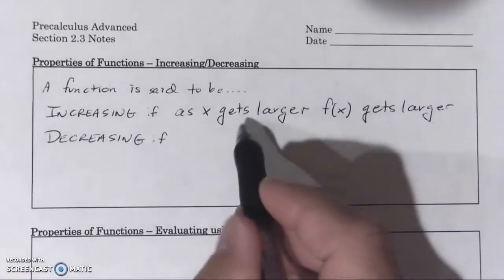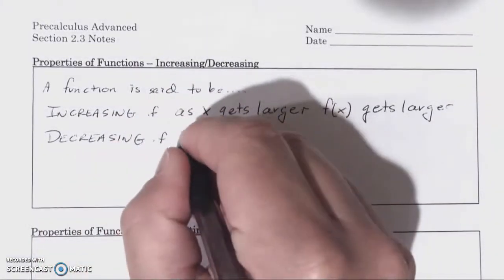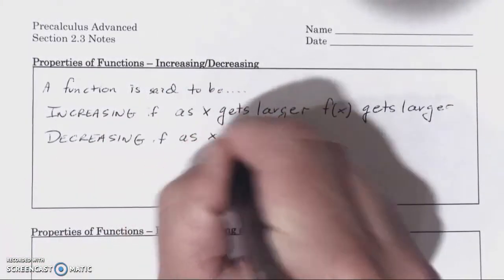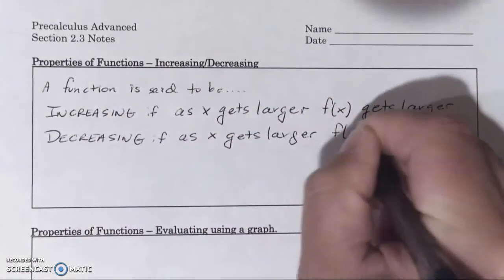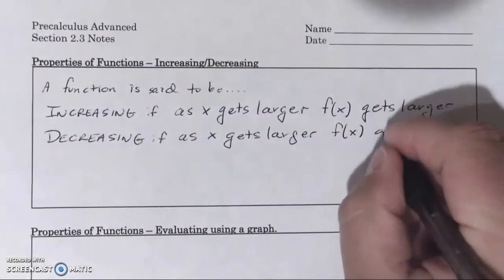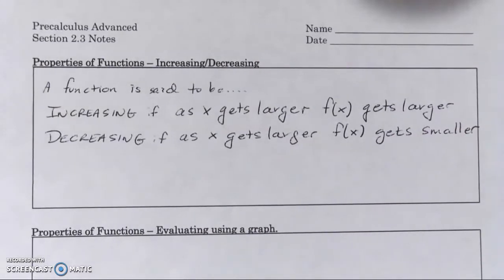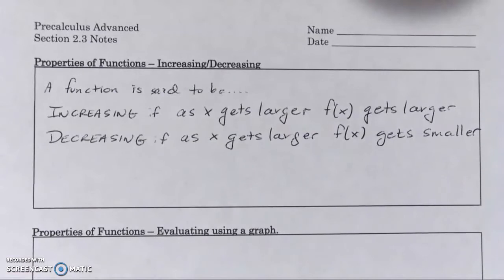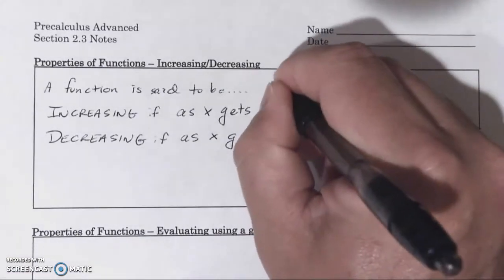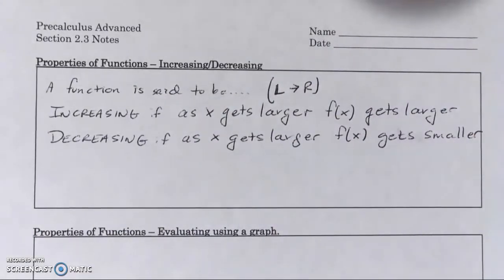Okay, now when we're thinking about as x gets larger, we'll talk about what that might look like on a graph. Same thing with decreasing. As x gets larger, f of x, or the y value, gets smaller. All right. Now, as x gets larger, and this is a thought about how we read a graph in mathematics, really what we want to be thinking is from left to right. Okay? That's how x gets larger.